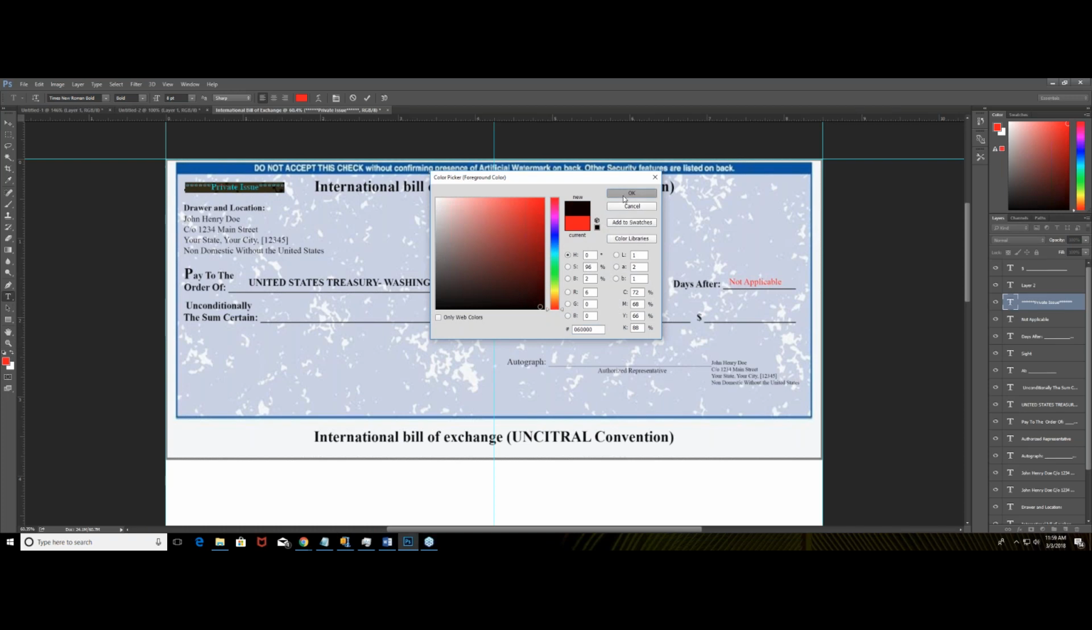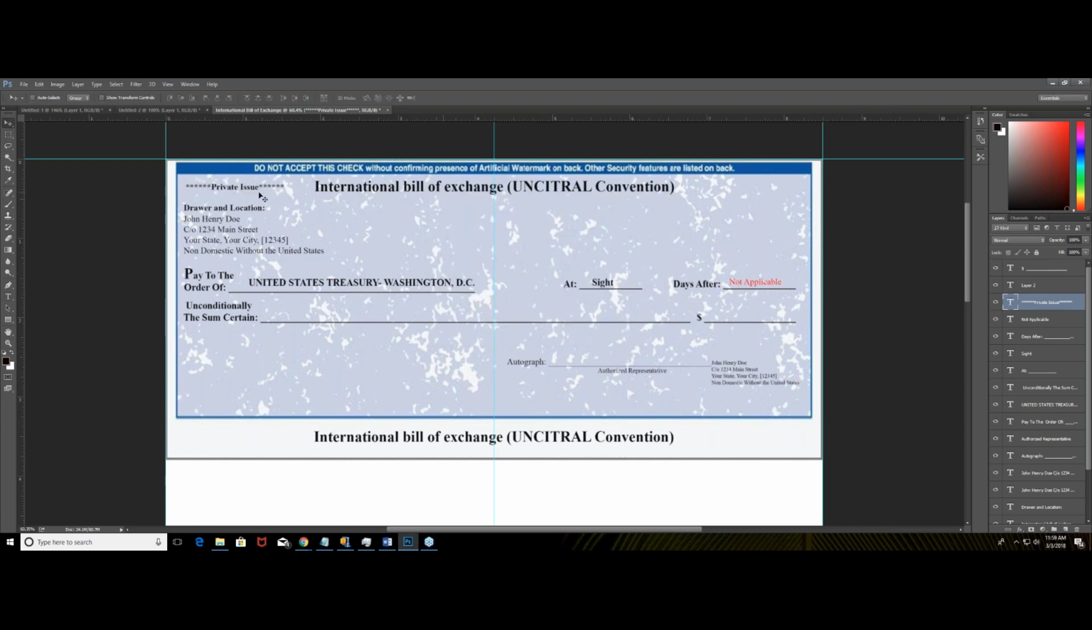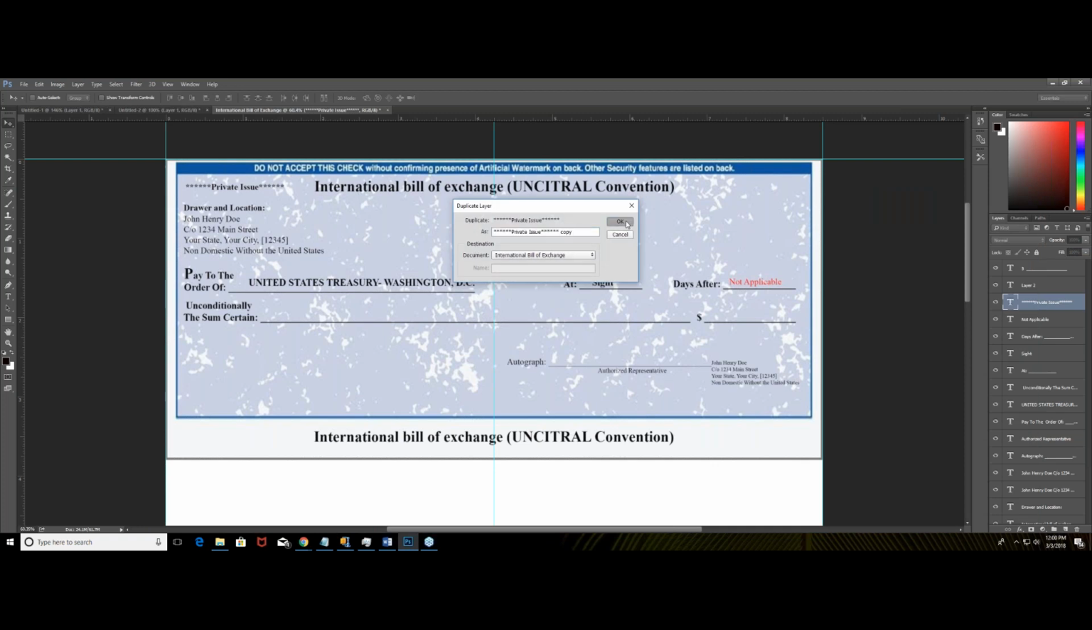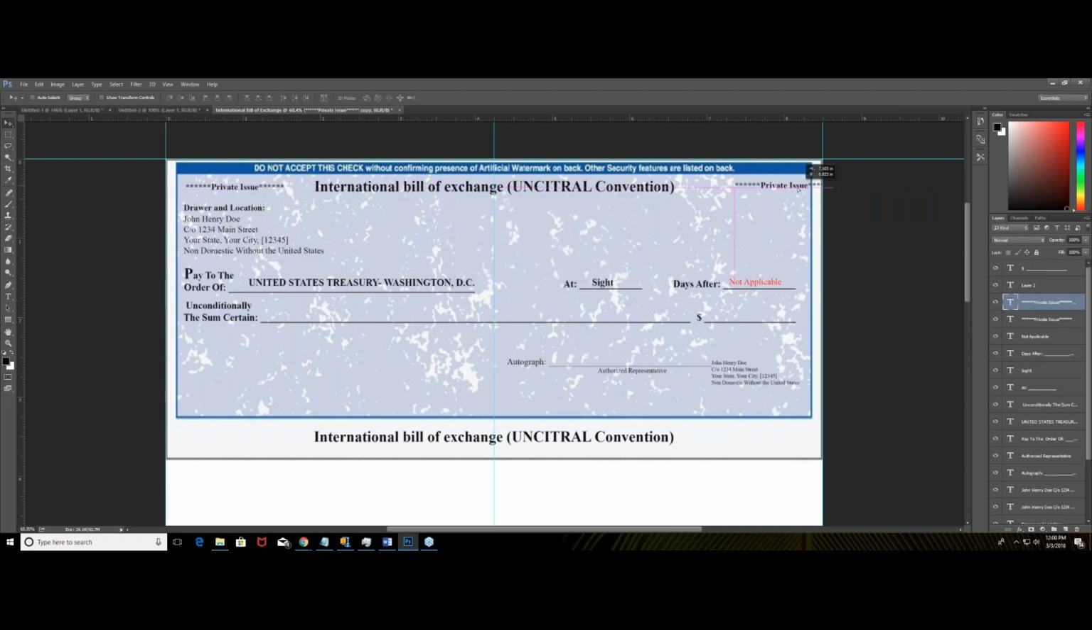Creating negotiable instruments. All right, so right here we have private issue. And what I usually do is just duplicate the layer. And I've got proof that it's mine because I've got negotiable instruments videos going back five to six years of this same instrument. So nobody can deny it's mine because, look, I have evidence. People have been attending my webinars for years. What are you talking about?